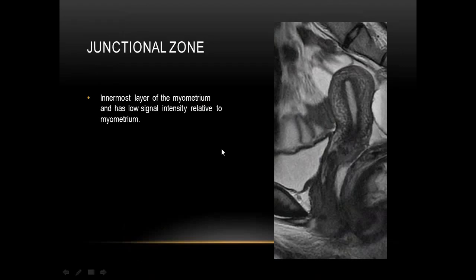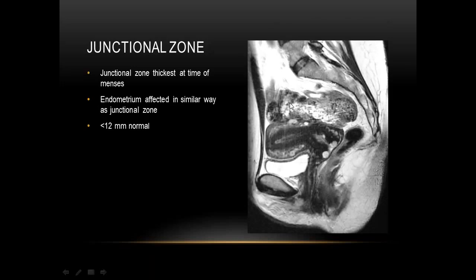The next portion of our zonal anatomy is the innermost layer of the myometrium. It has T2 low signal intensity relative to the myometrium, our junctional zone, shown here. The junctional zone, like the endometrium, is thickest at the time of menses. The junctional zone behaves similarly to the endometrium. Normal is less than 12 millimeters.